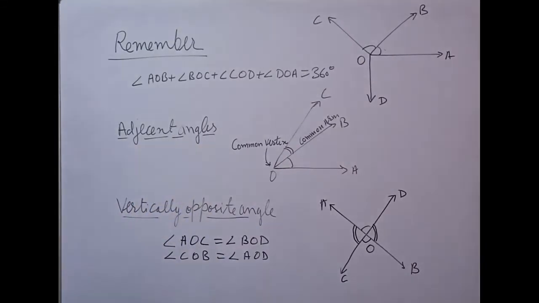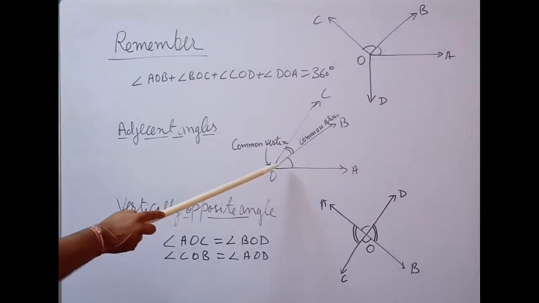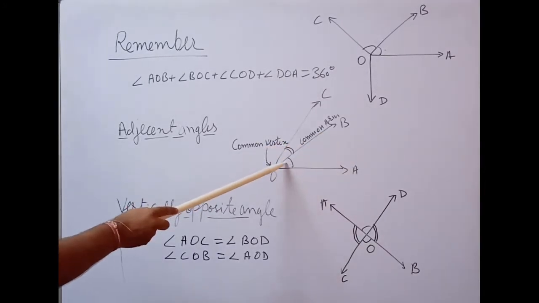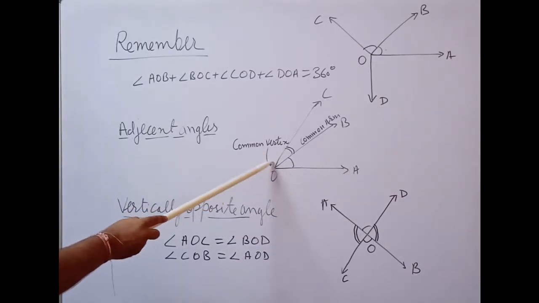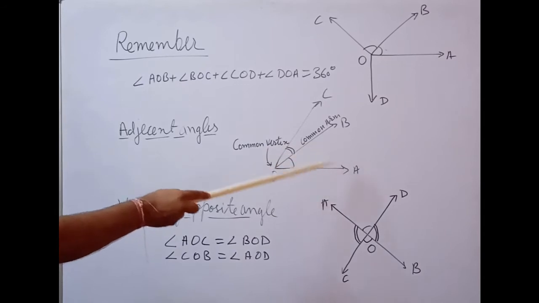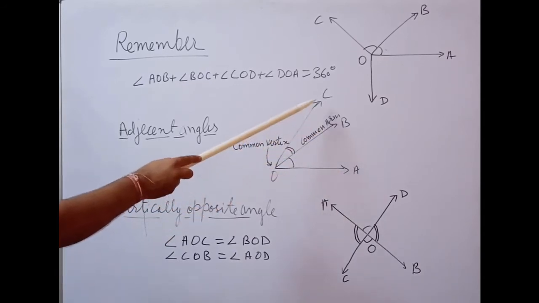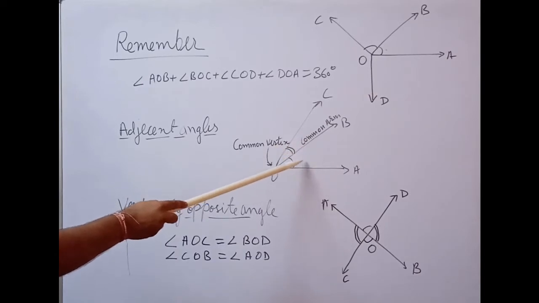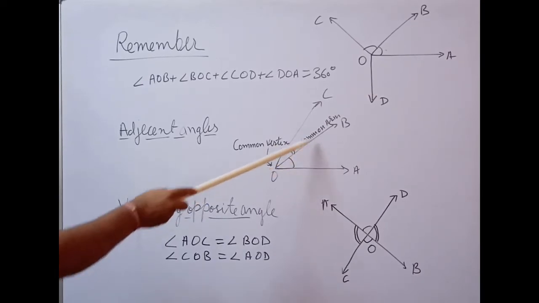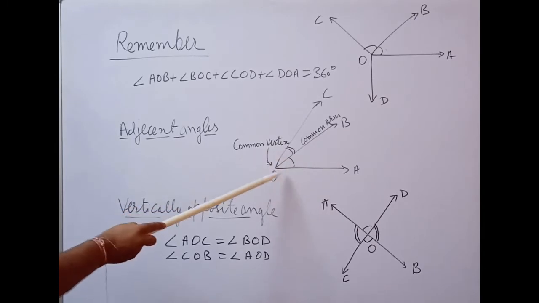Adjacent angles. What are adjacent angles? Whenever we have two angles which have a common arm and a common vertex, in that position we will say that angle AOB and angle COB are adjacent angles. But remember that for that they should have the common arm and the common vertex.